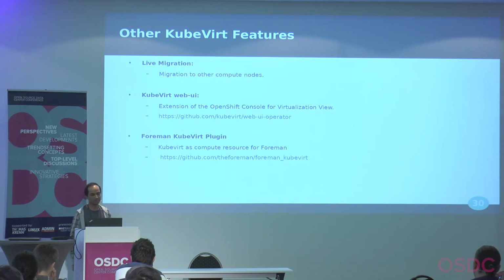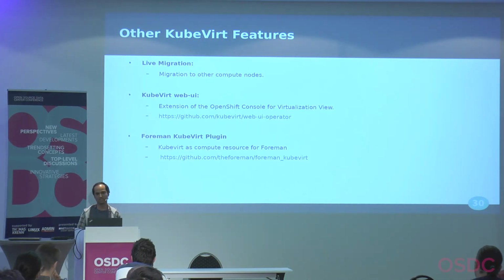So these are the various other KubeVirt features. We also have support for live migration, wherein you can live migrate a virtual machine from one node to another node with 0 downtime. This could be useful when you want to place one of the Kubernetes nodes under maintenance. Then we have a web UI for KubeVirt, wherein you can manage and deal with the various KubeVirt objects and entities. And then finally, we have the Foreman KubeVirt plugin.